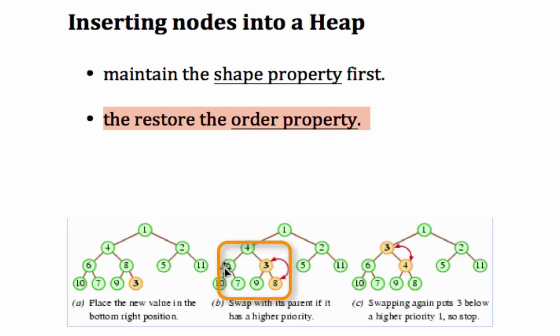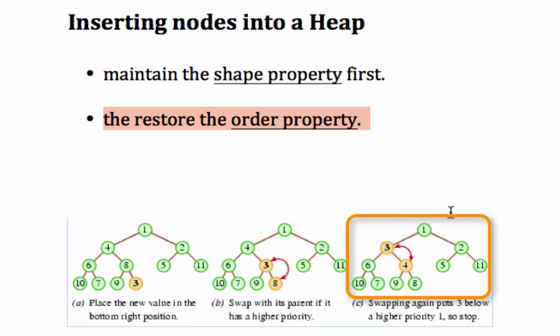But now I take a look at this subtree, the one that has a parent with value 4. Again, 4 is not less than 3, so I need to restore the order property, and I swap 3 and 4, and this is what I have. And finally, I take a look at the entire heap and realize that 1 is less than the value of its children, so I don't need to do anything else.